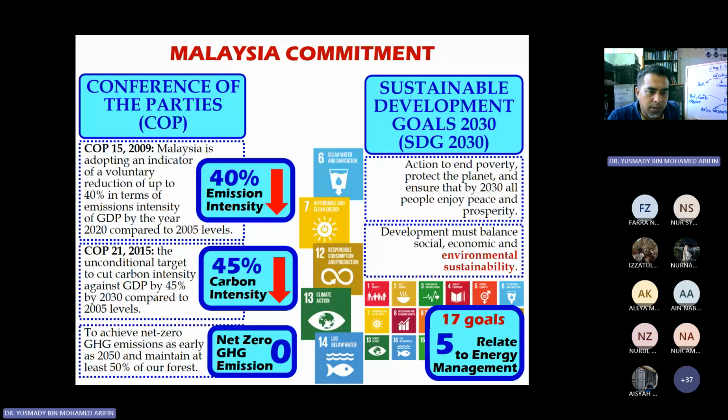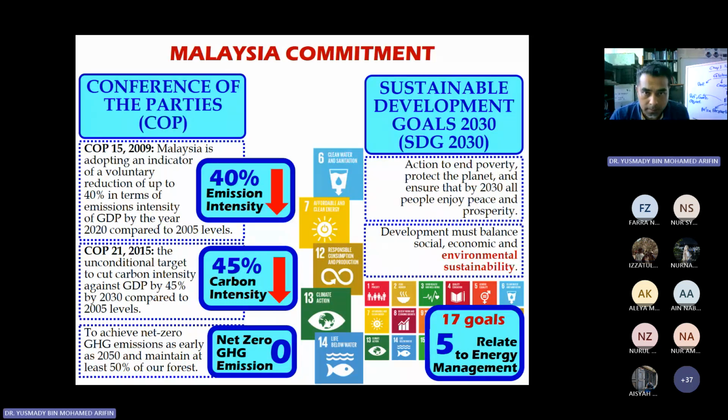So these are the motivations for why we need to implement the energy management system, and also why Malaysia introduced certain policies to solve problems involving CO2 emission and also GHG emission. Okay, ada soalan tak? Any question about this slide? Ada, Doktor. Okay, yeah, we proceed.